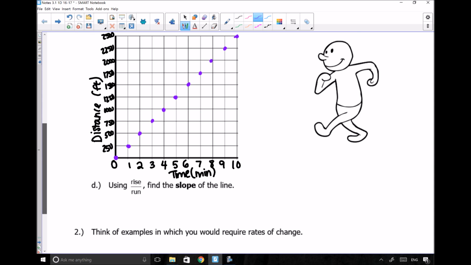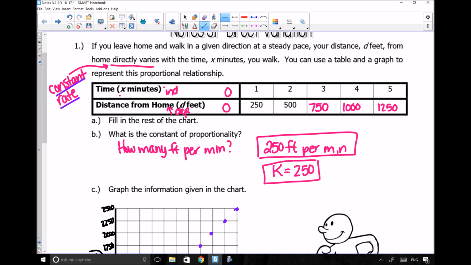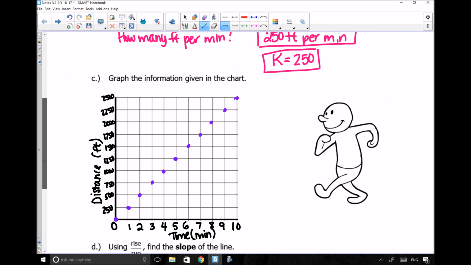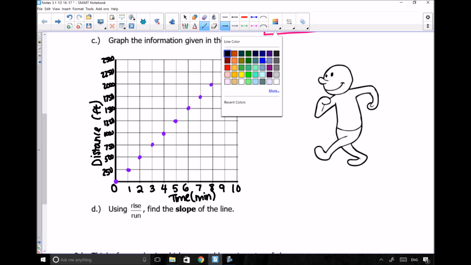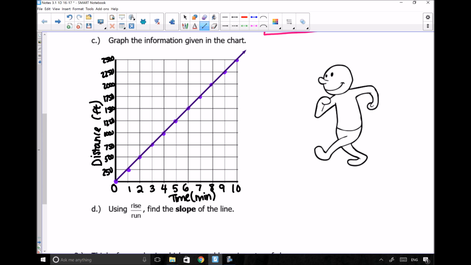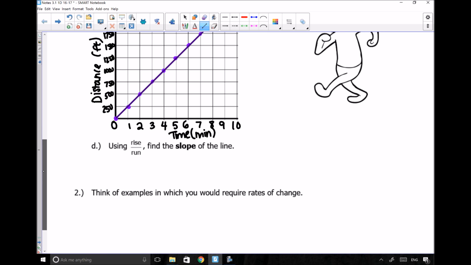Since my rate is constant, I'm going to end up with a straight line. So let's go ahead and graph out our line. This is what our line is going to end up looking like. It's not the same purple, but that's okay. So this is what our graph will end up looking like. With this information, we're showing that we have a constant rate.